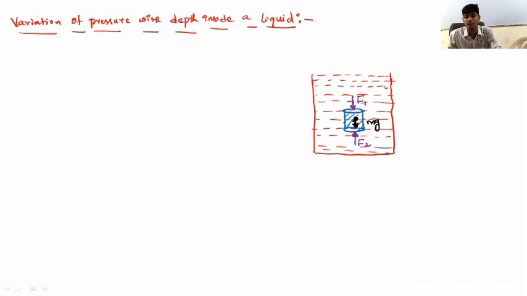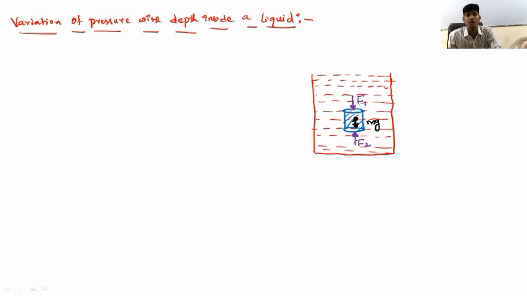But that doesn't happen. So we can always write F1 plus mg. When two vectors act in the same direction, we can add them. Because F1 and mg are in the same direction, the net force will be F1 plus mg. This must be exactly balanced by F2.